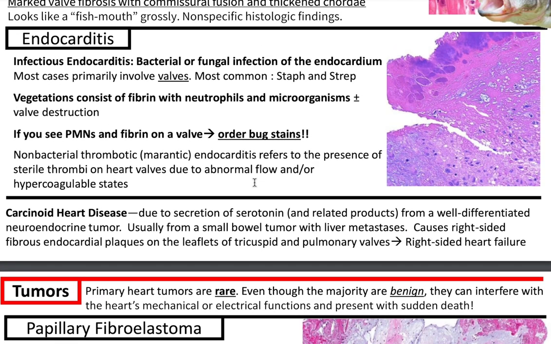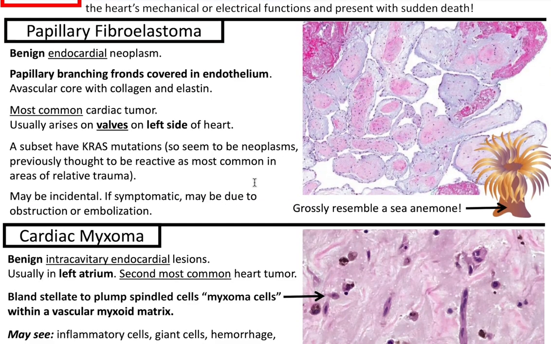Endocarditis. Infectious carditis is due to bacterial or fungal infection of the endocardium. In most cases, primarily involves valves. Vegetations consist of fibrin with neutrophils and microorganisms, plus or minus valve destruction. So if you see neutrophils and fibrin on a valve, order bug stains. And carcinoid heart disease.